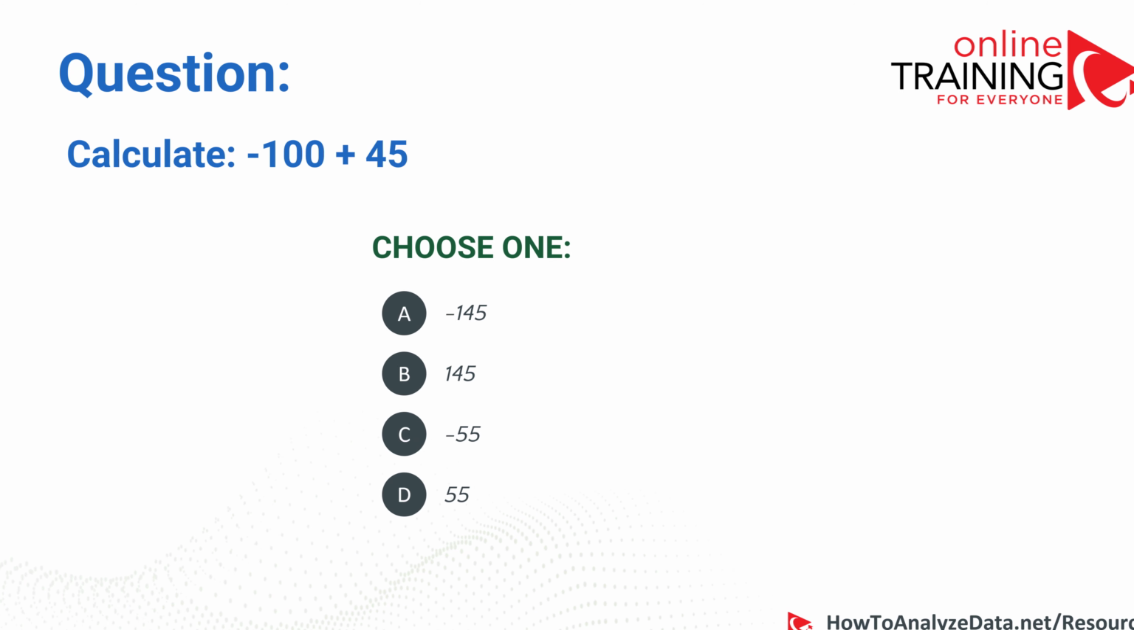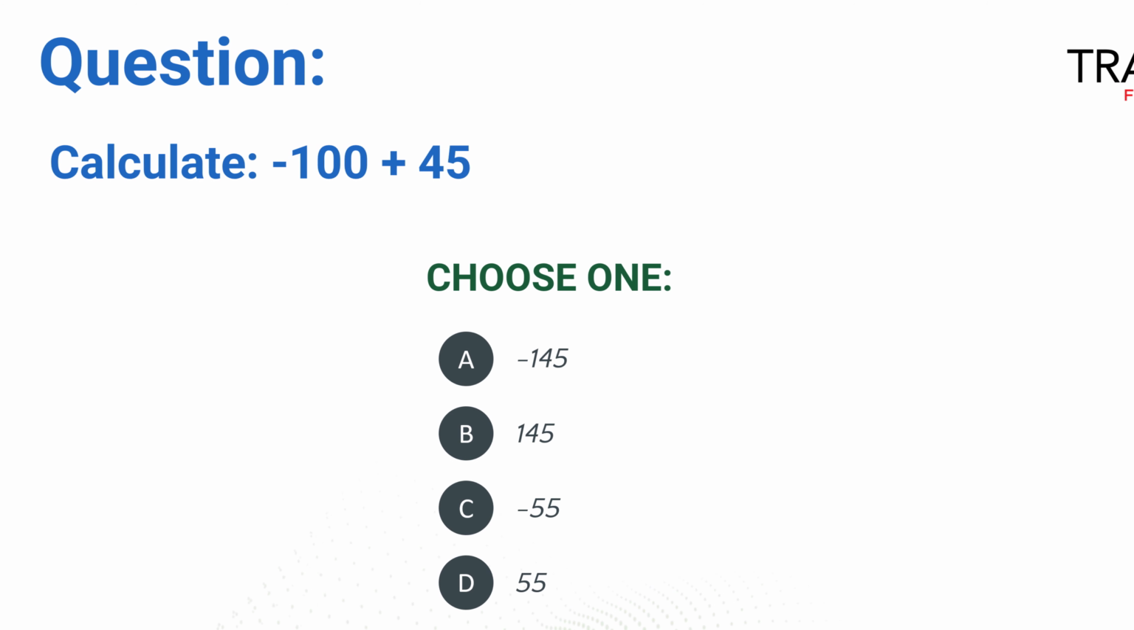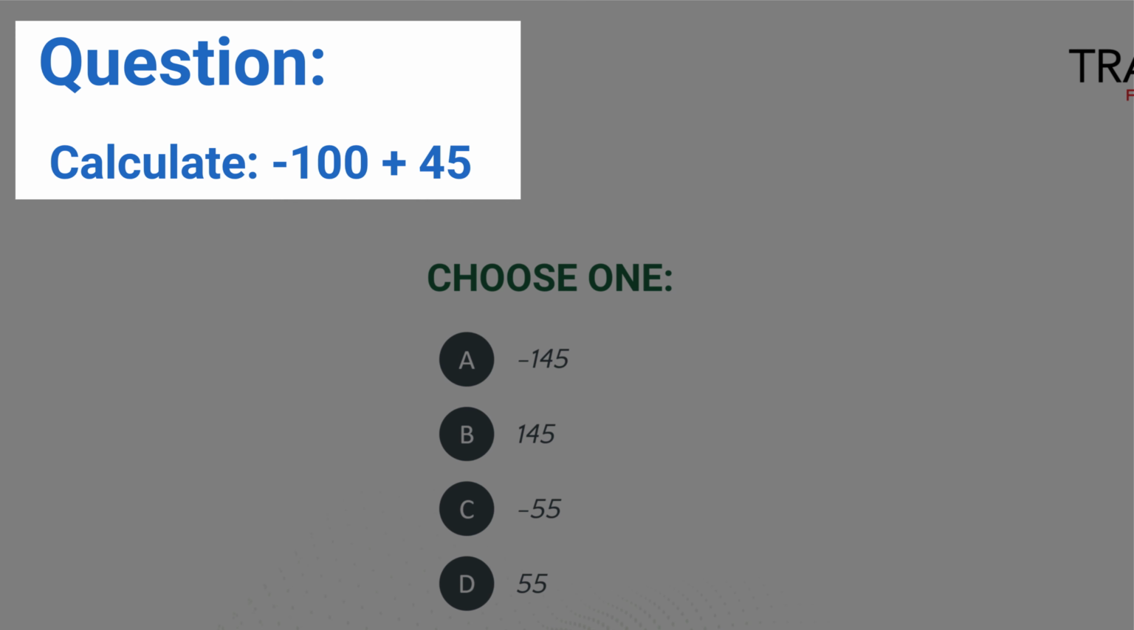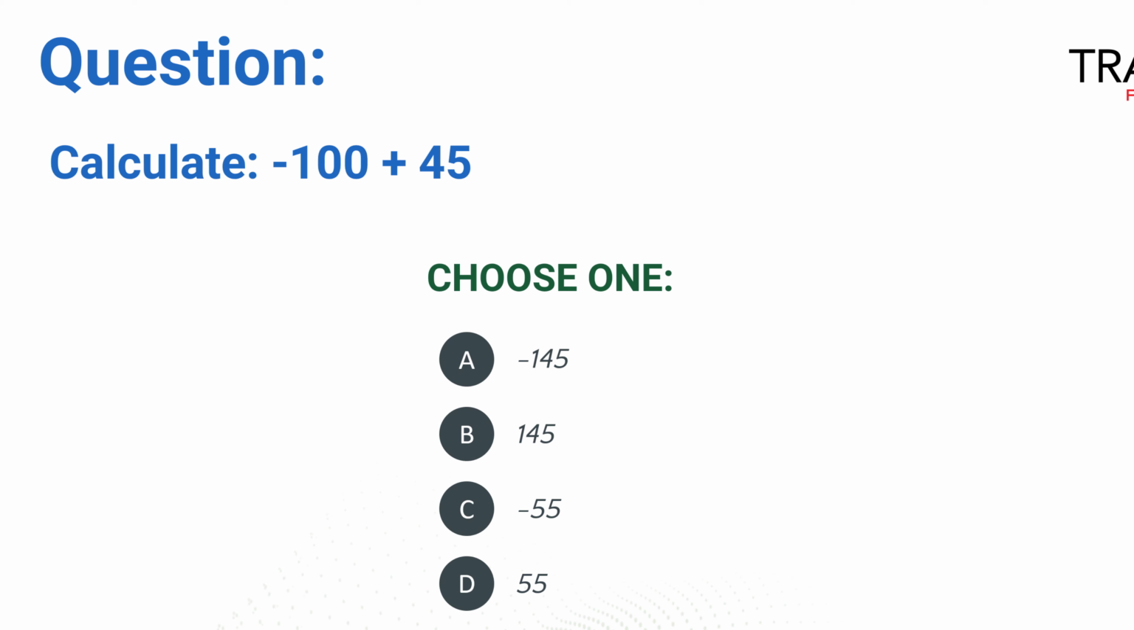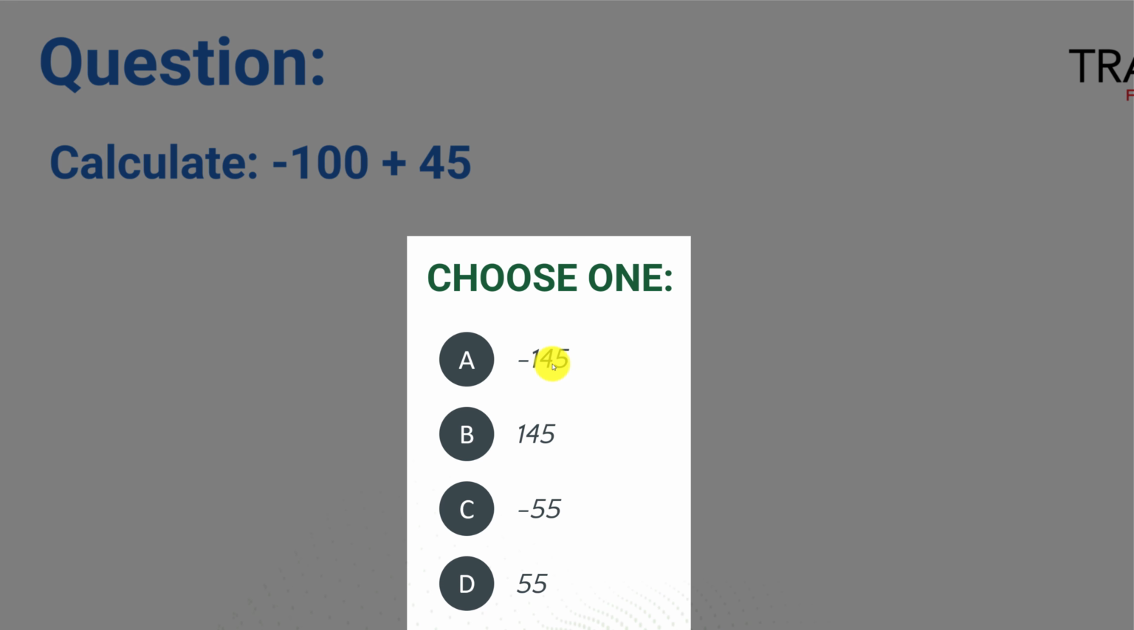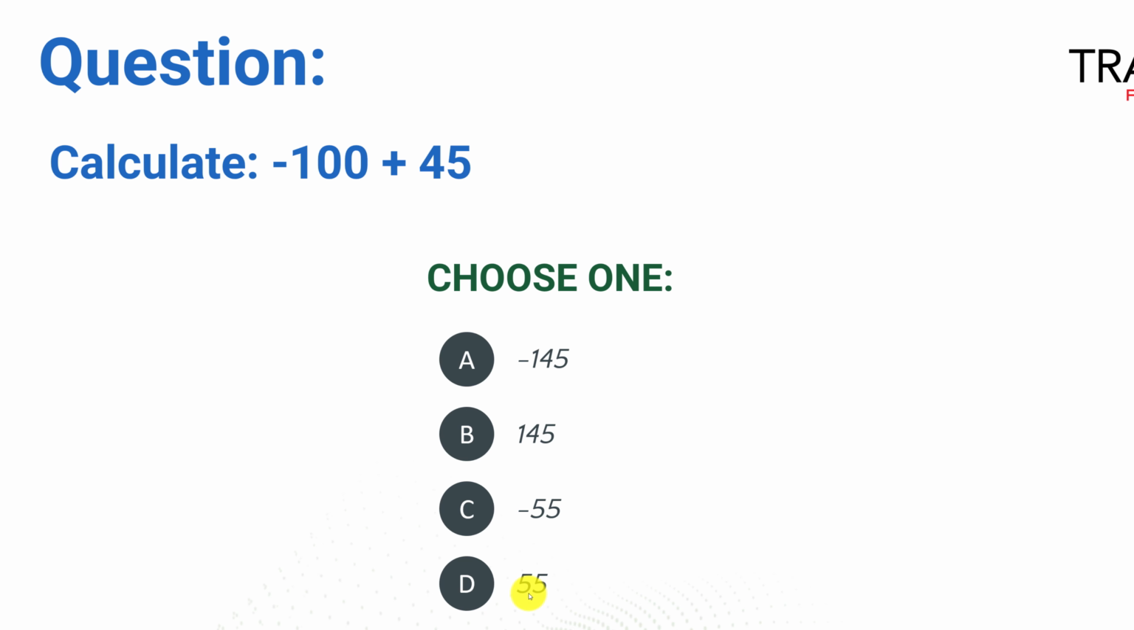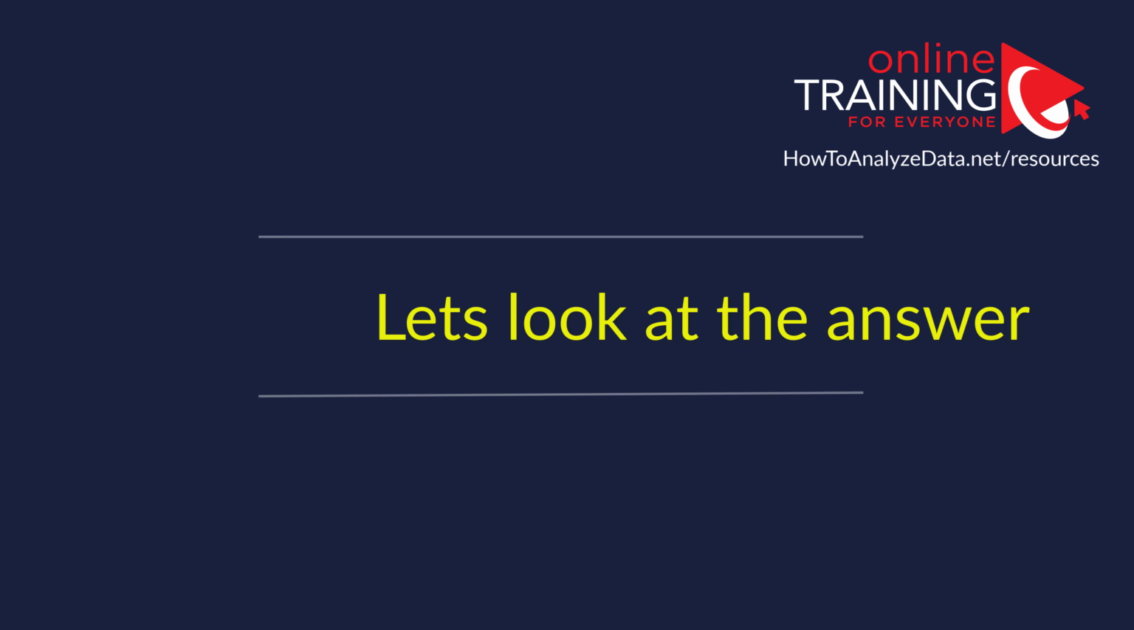Here's the question which tests your knowledge of working with negative numbers. Calculate -100 plus 45. Here, keep in mind that -100 is very tricky. Some people just don't see this minus sign right before the 100. And there are 4 choices: -145, 145, -55, and then 55. So what do you think is the right answer?